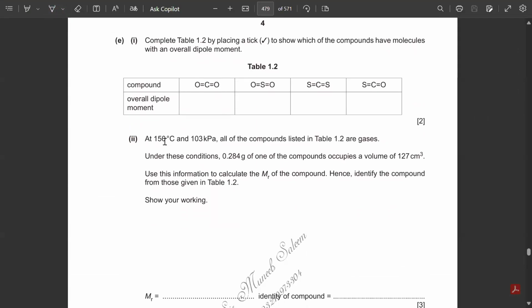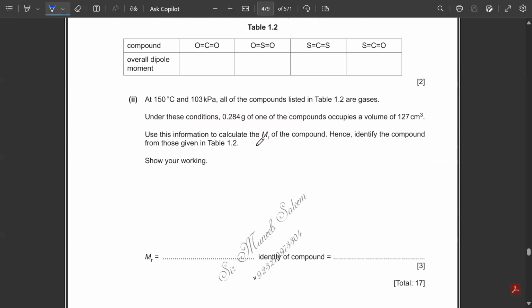At 150 degrees centigrade and 103 kilopascal, all of the compounds listed are gases. Under these conditions, this much mass of one compound occupies this much volume. Use this information to calculate the MR of the compound. Hence, identify the compound from those given in the table. Show your working. So we are supposed to find the MR value of one of these four compounds, and that should also be identified here.